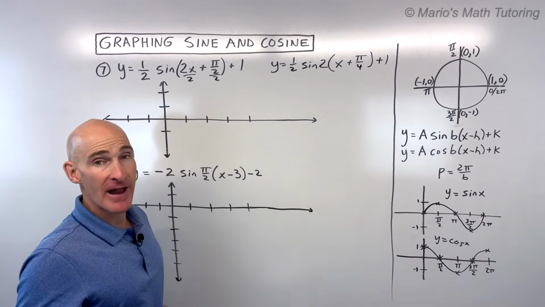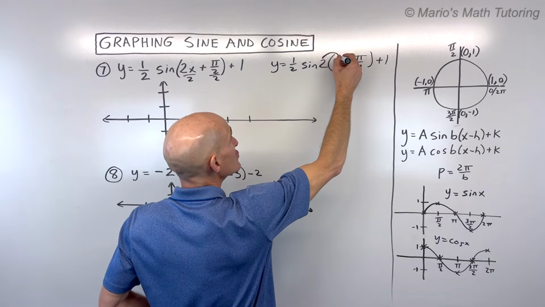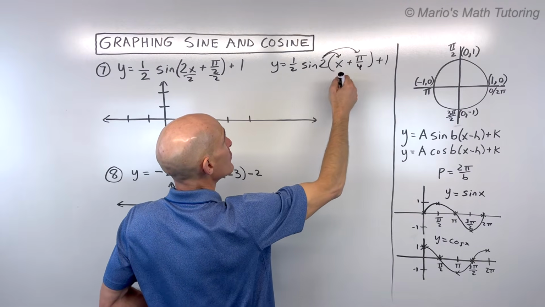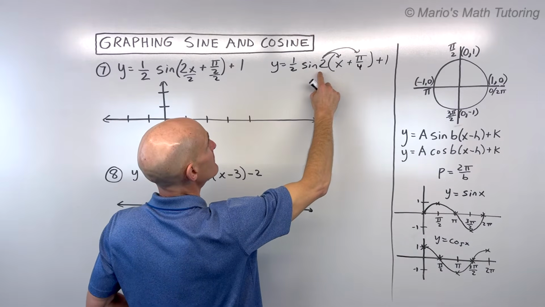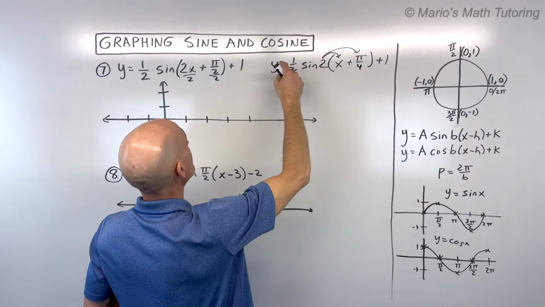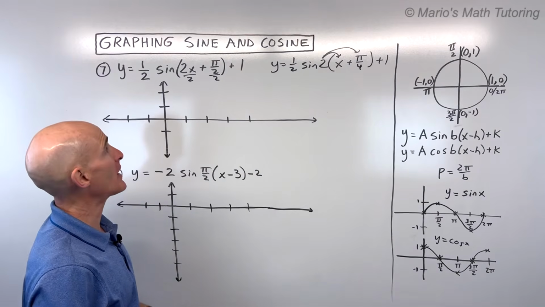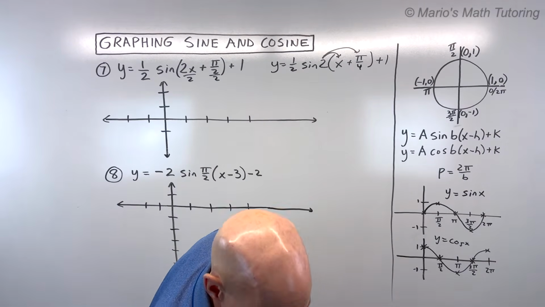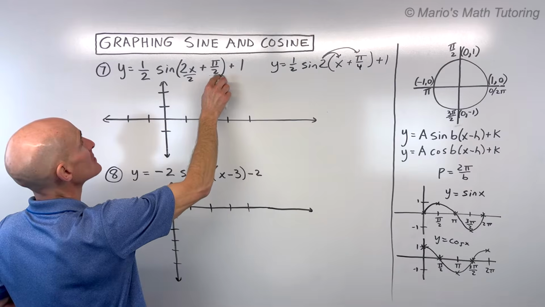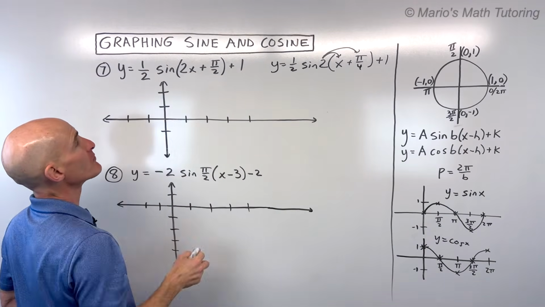The nice thing about factoring is you can always check your work, you just have to distribute the 2 back into the parentheses. That gives us back 2x, this gives us 2 pi over 4, which reduces to pi over 2, which is what we had originally. So let me erase this so it doesn't distract us from our original problem.